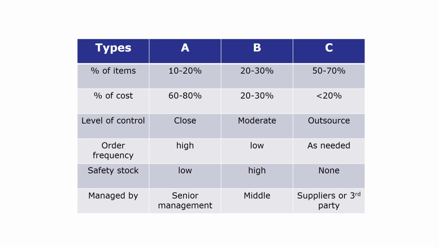Class C items account for the majority, let's say 50 to 70% of the items, but less than 20% of the cost. It is often more economical to outsource the inventory of these items to the supplier or a third party and order them as needed. For these items, the safety stock level is zero. However, the purchasing cost may be higher because it needs to include the inventory carrying cost incurred by the suppliers.